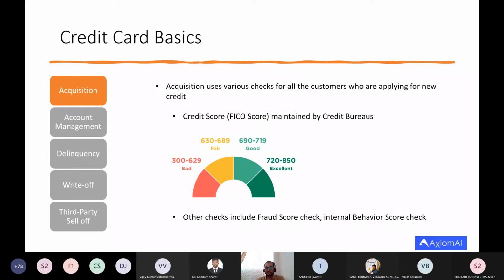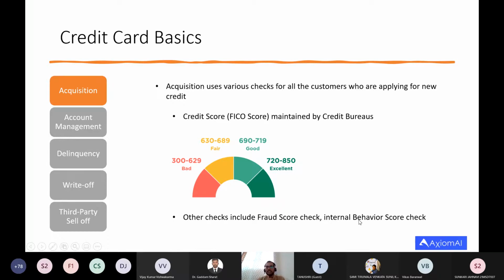So the concept here is, if I am the customer, I am saying I need a credit card from you, XYZ bank, and my score is say 650 or 720. Based on that, they will make a judgment. But the FICO score is not the sole deciding factor. There are a few more checks, like fraud checks. There is a fraud score, and there are companies established specifically to do this. And then, as an additional check, you can also look at your internal behavior score.